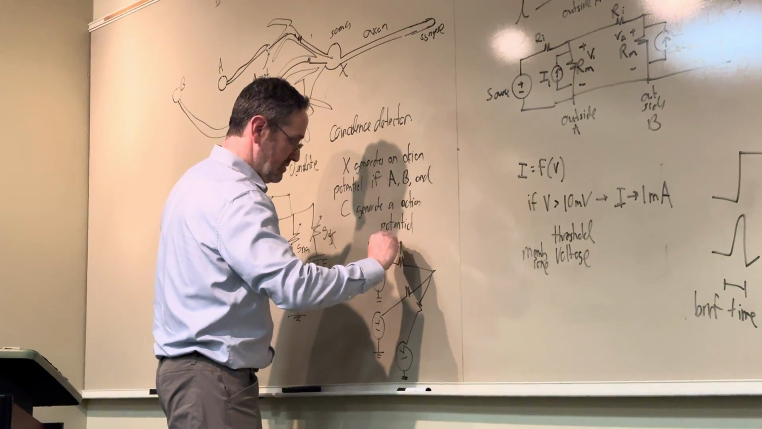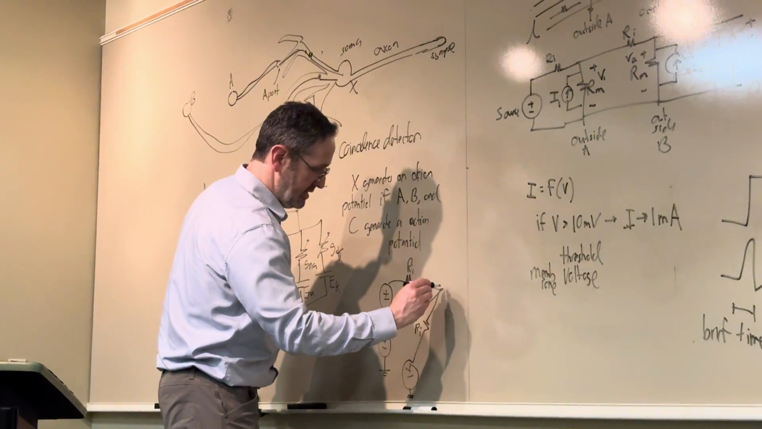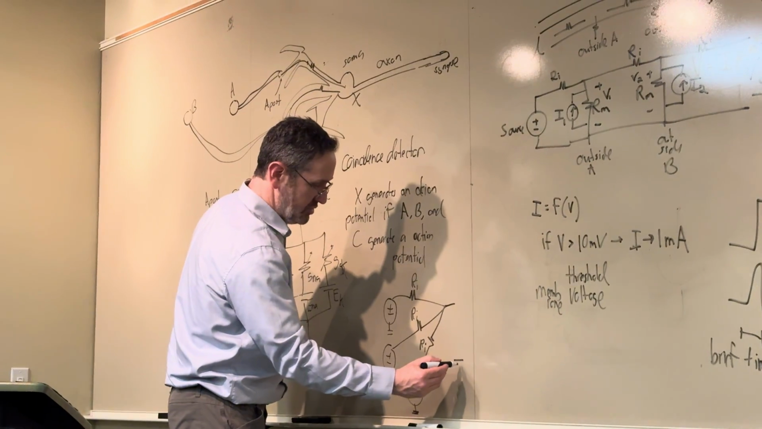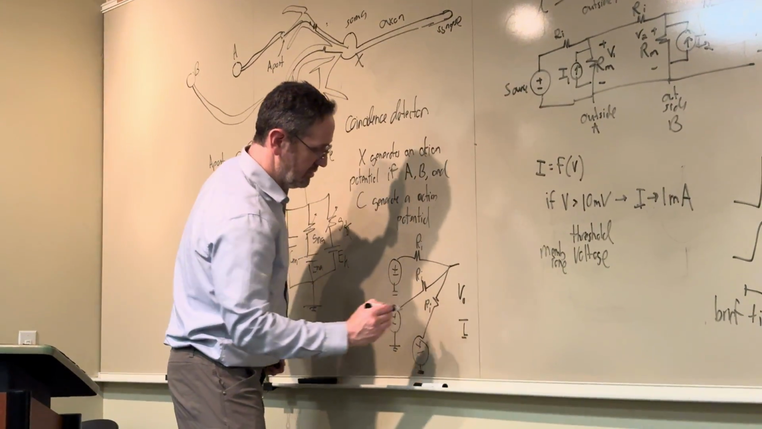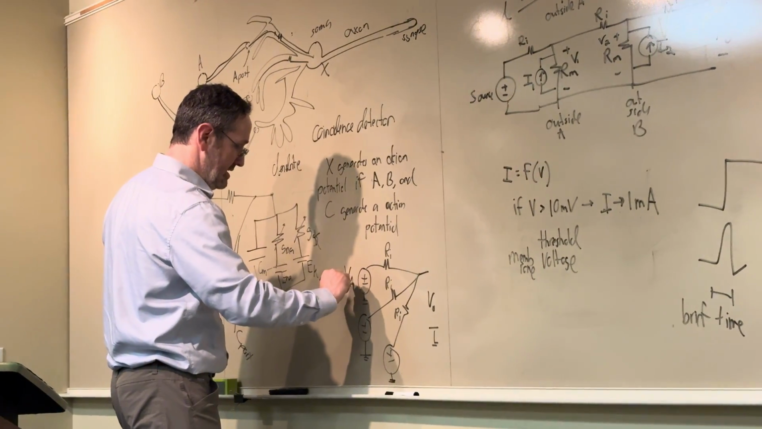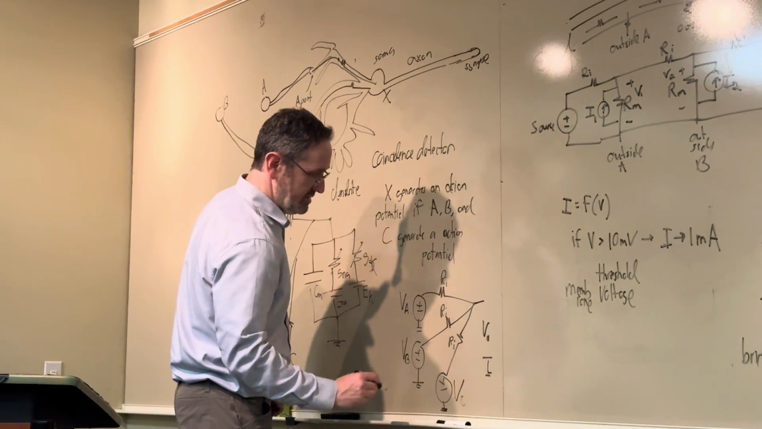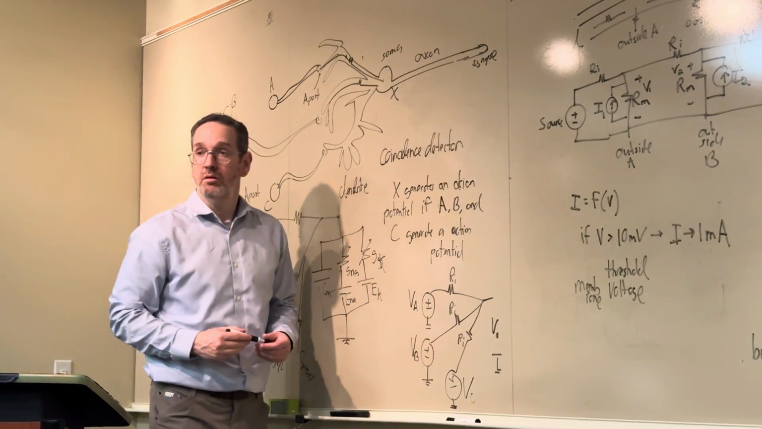I'm going to call this RN, RN, RN. And I have another voltage here, right? This is my voltage out. This is, let's call this VA, VB, VC, right? There's some voltage out here.